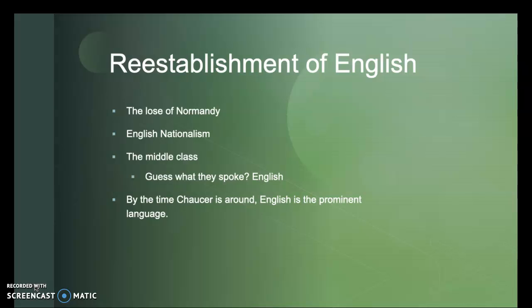This newfound nationalism, as well as a new rise in the middle class, led strongly to the reestablishment of English. The bubonic plague hits England in waves between 1348 to 1369, killing roughly half of England's population. This brought more jobs, which meant that more people were traveling and therefore English was spreading vastly. By the time Chaucer is around, English is the prominent language.